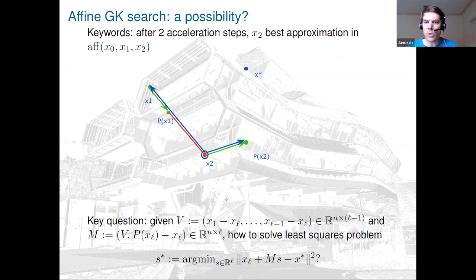So here you see, we only have one vector here because I can't draw so many. This is basically that blue vector here.